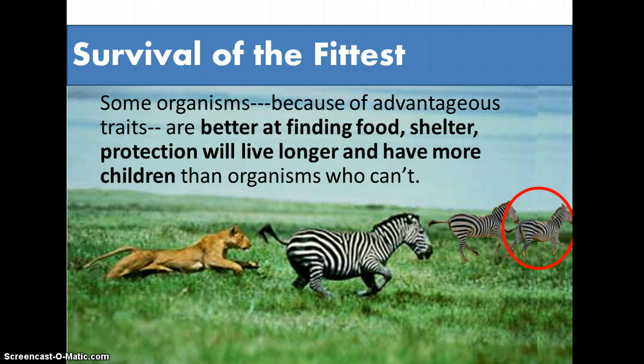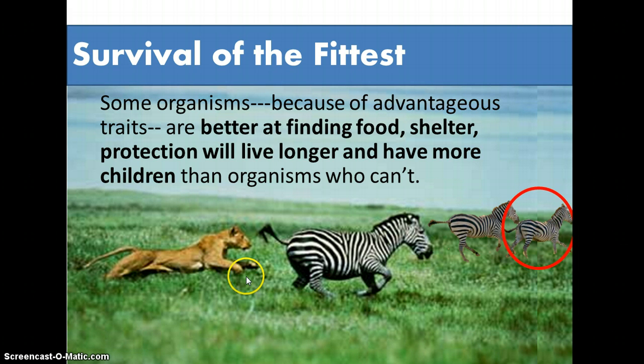So one of the vocab words that we learned is survival of the fittest, and what survival of the fittest is basically the idea that some organisms, because they have certain traits that are advantageous or good traits, are going to be better at finding food, better at finding shelter, and protecting themselves from predators. And because they have those traits that make them better, faster, stronger, they're going to be better survivors. So they will live longer than other animals who don't have those traits, and they're probably going to have more children than animals who don't have the traits of being fastest.